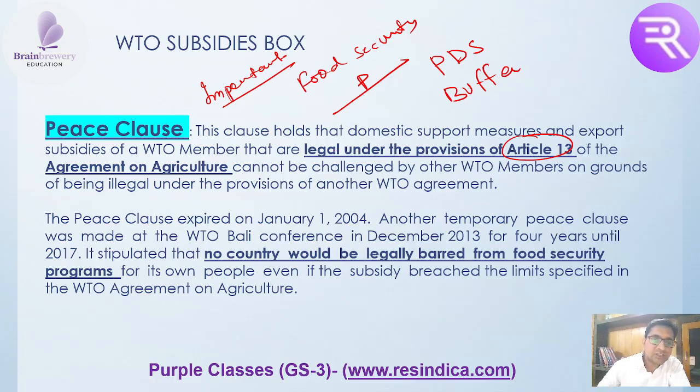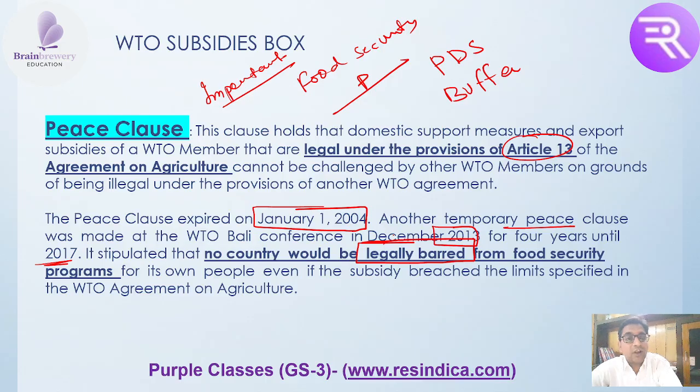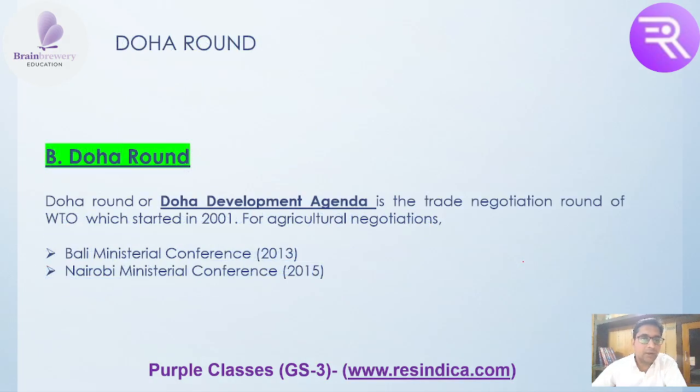Okay, but this peace clause expired on January 1, 2004, and then a temporary peace clause was added, and this was valid in 2013 for 4 years, until 2017. Okay, so no country would be legally barred. That means you cannot prosecute any country just because they have violated anything under the peace clause. Okay, if you wanted to provide food to the people of your country, like from the PDS shop, from the ration shop, or for a food security program, even if your subsidy breaches that limit, then you will not be prosecuted, right?